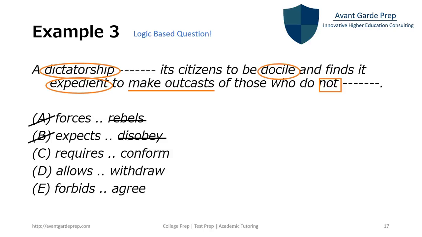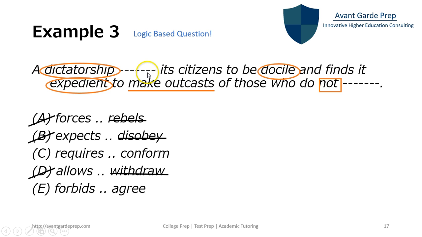The next one, D, says withdraw. That one's kind of iffy. It's not as blatant as rebel and disobey as a wrong answer. If a citizen were to withdraw, that could work, but can a dictatorship make outcasts of all the citizens who do not withdraw? No, logically that doesn't make sense. So D would be eliminated as well. Agree. Well, a dictatorship wants its citizens to agree, so that means we need to keep E around as an answer choice for now. Okay, so again, just by looking at one blank, we've already eliminated 3 answer choices. That's awesome. So now we're going to look at the other blank in isolation.